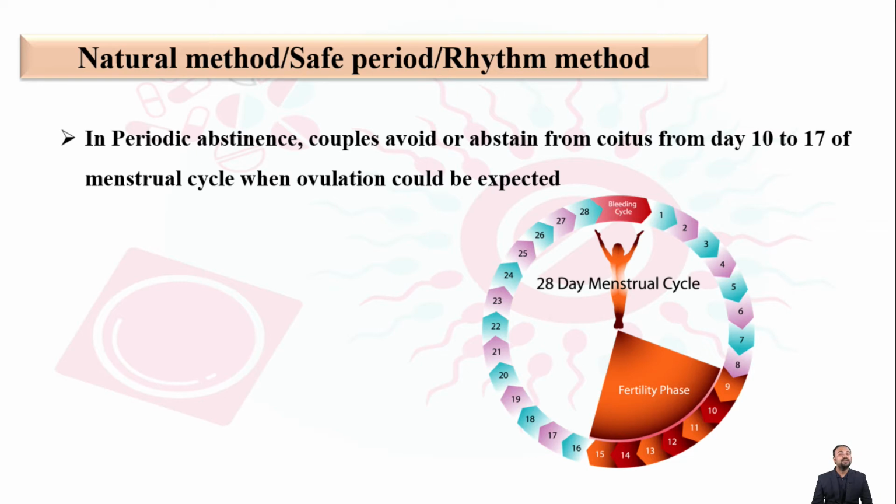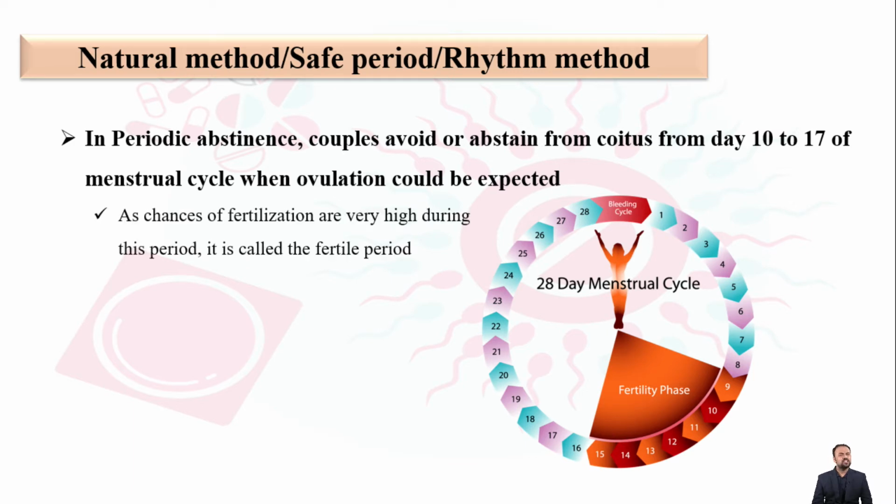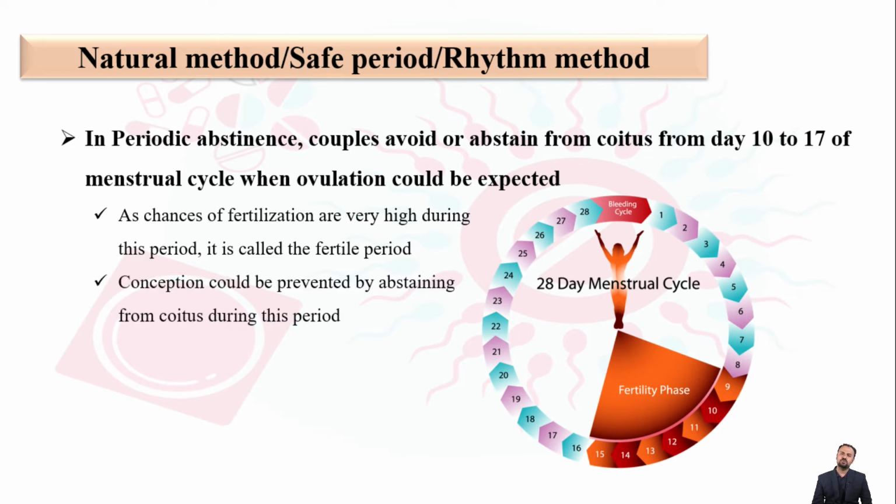Students, coitus is the scientific term or the biological term for sexual intercourse. Moving on, students, as chances of fertilization are very high during this period, it is called as the fertile period. Conception in this case could be prevented by abstaining from coitus during this fertile period.